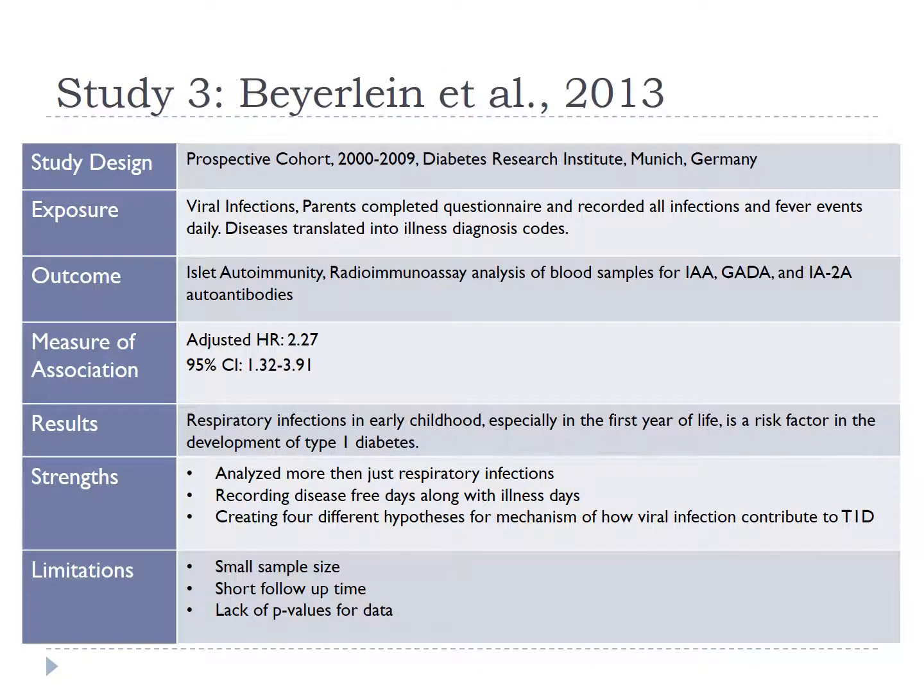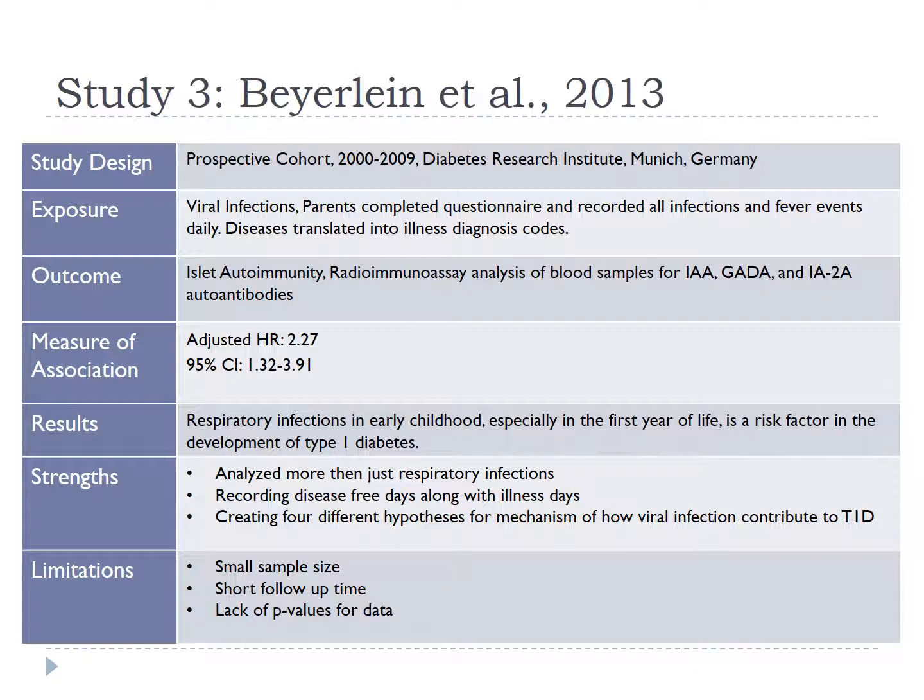The last study is by Berlin et al. It was published in 2013 and is a prospective cohort study that took place from 2000 to 2009 at the Diabetes Research Institute in Munich, Germany. Also, like the first paper, they measured the exposure of viral infections by having parents record symptoms of infections and fever events daily, and then the parents' reports were translated to illness diagnosis codes by nurses.